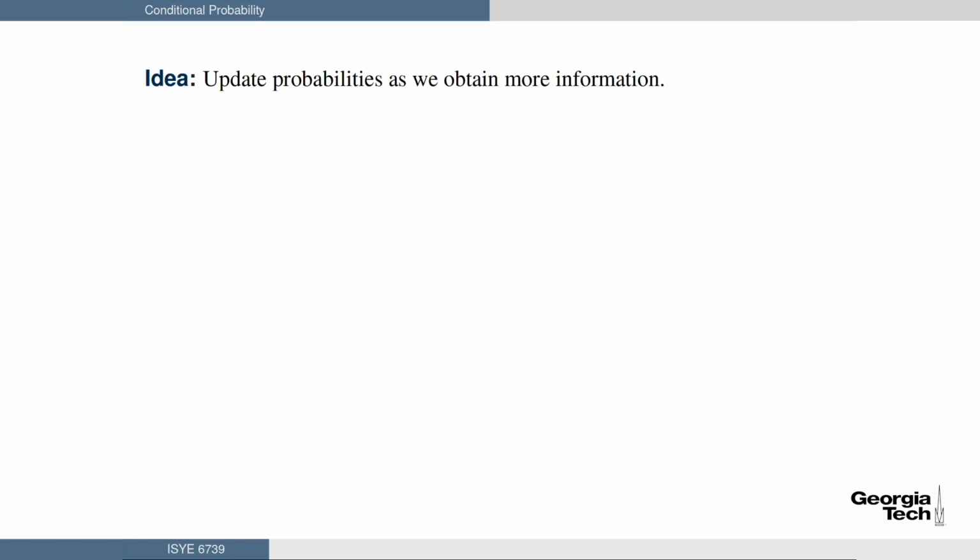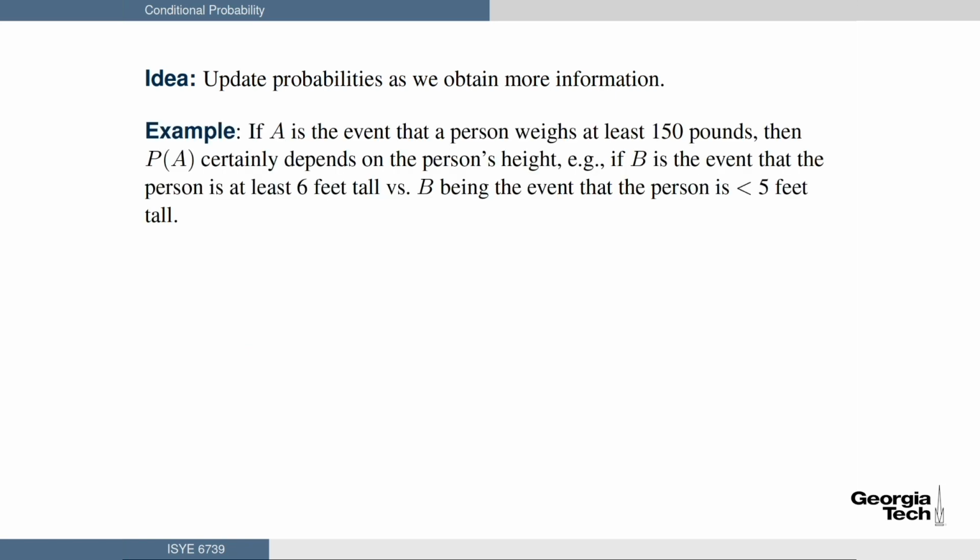The idea in this lesson is to update probabilities as we obtain more information. So, for example, if A is the event that a person weighs at least 150 pounds, then the probability of A certainly depends on the person's height. For instance, if B is the event that the person is at least 6 feet tall versus B being the event that the person is less than 5 feet tall, that certainly affects the probability of A.